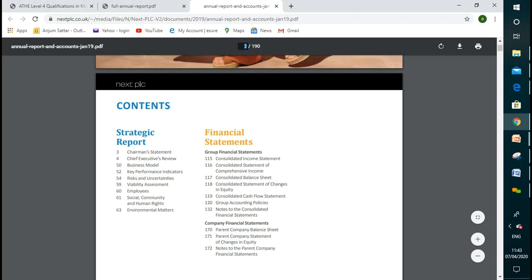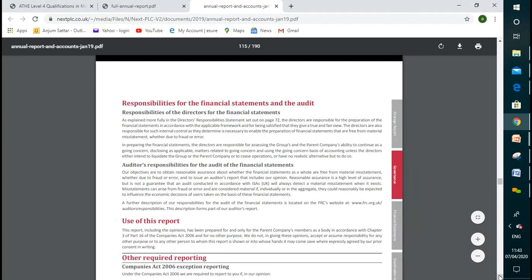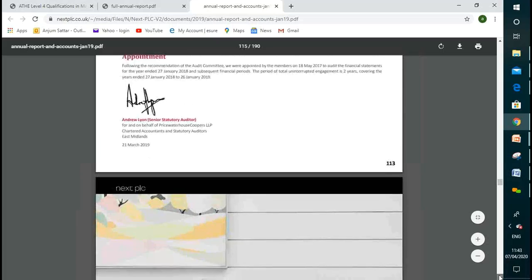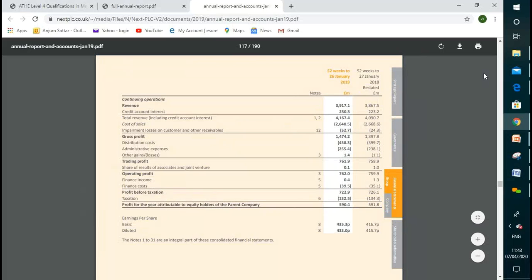Maybe it's not exactly 115 because some extra pages are there, so you can look around further. It should be underneath all these accounts. This is the income statement of Next. Look at the last year and this year: the revenue and the sales have increased. The cost of sales has increased. The gross profit has also increased.